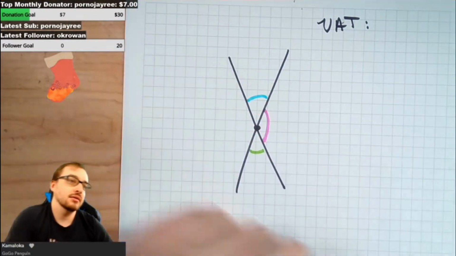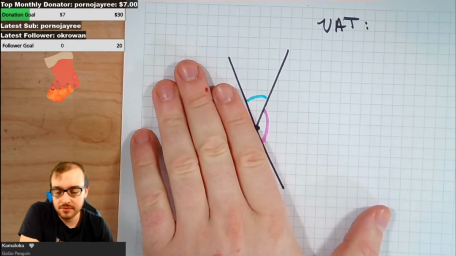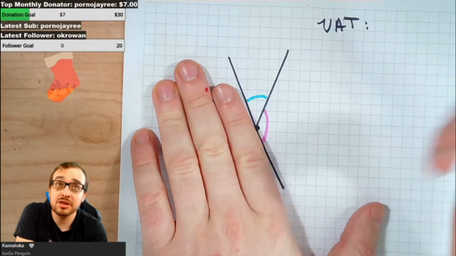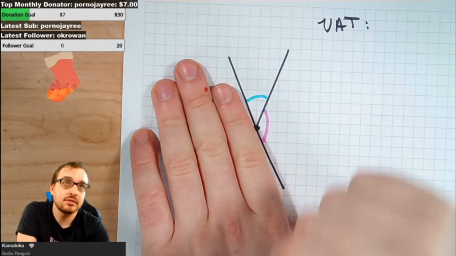So linear pair theorem says that if I have two angles back to back on a line, then I know they're going to be 180 because that's how much a line is, right? This is a straight line, and so this is going to be 180 altogether.